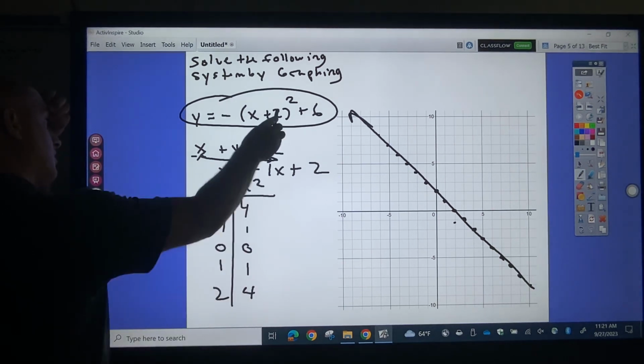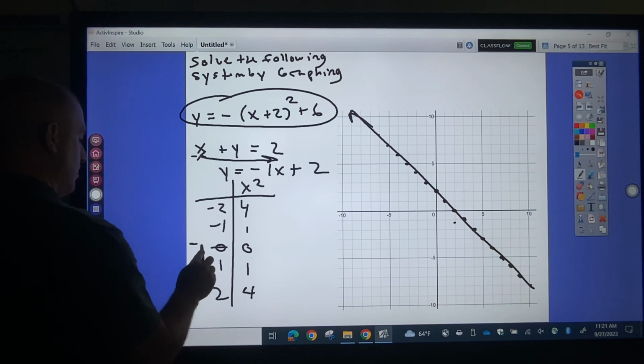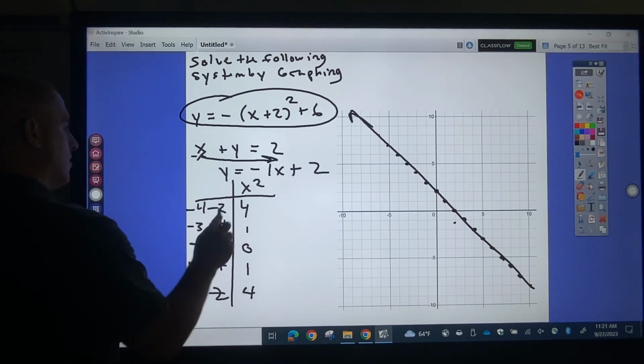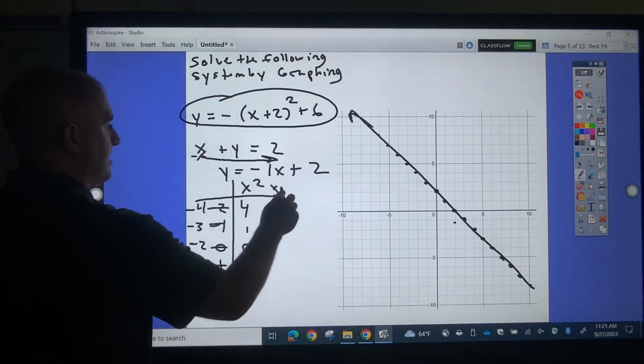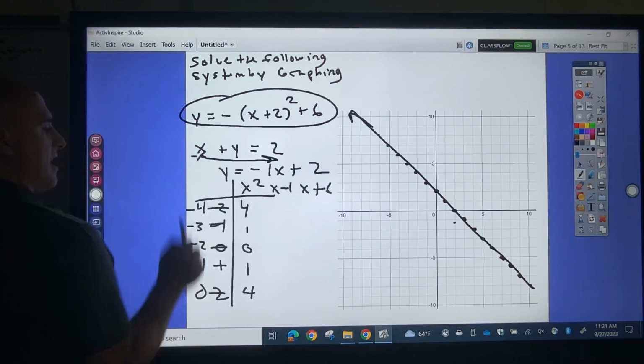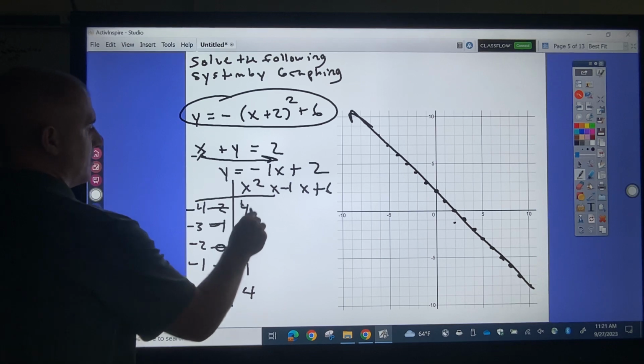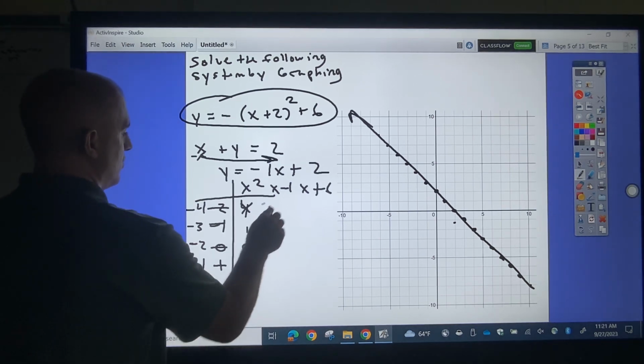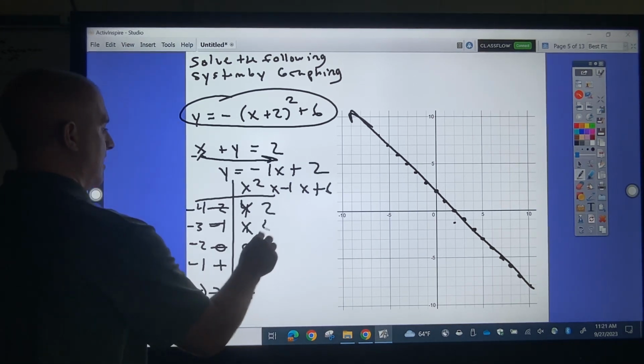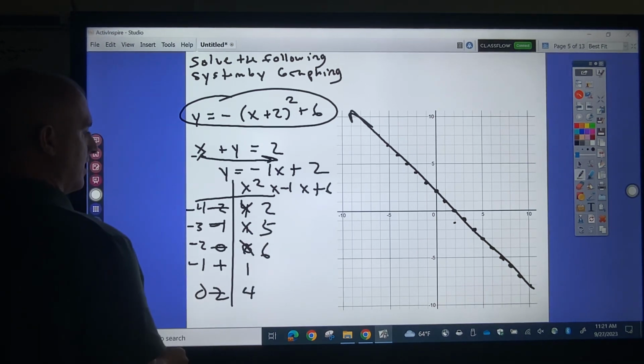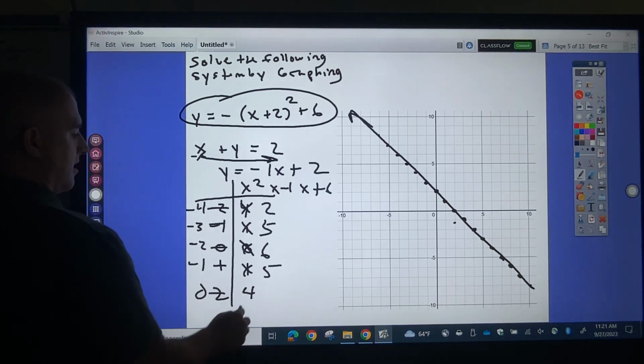Okay? Solve for the inside, that's going to be negative 2. So now it's going to be negative 1, 0, negative 3, negative 4. Okay? Two things are going to happen: times negative 1 plus 6, because of that negative there. So that's negative 4 plus 6 would be 2. Negative 1, 5, 6, negative 1, 5, negative 4, 2.